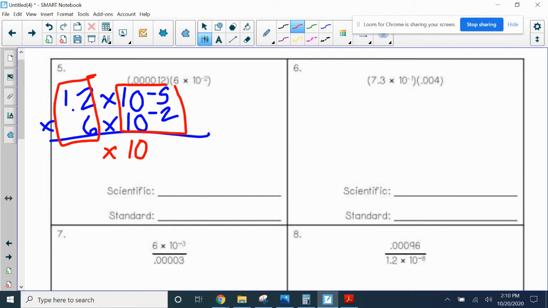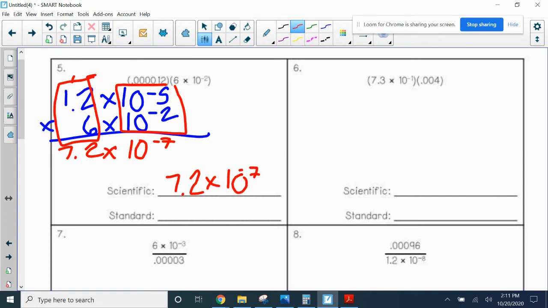So if I lose $5 and I lose 2 more, I've lost 7 in all. So 10 to the negative 7. And then all we should have to do is multiply our decimals. 6 times 2 is 12. 6 times 1 is 6, plus the 1 I carried is 7. I started off with 1 behind the decimal, so I need to end with 1 behind the decimal. So 7.2 times 10 to the negative 7.